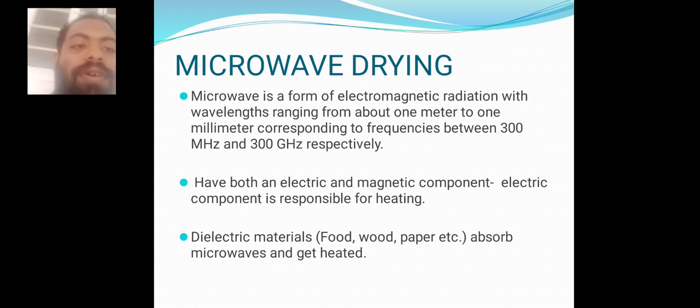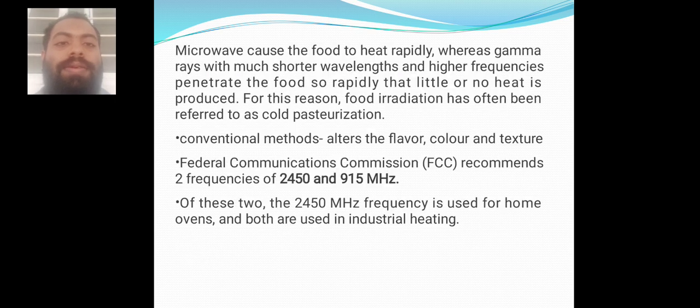Microwave is a form of electromagnetic radiation with wavelengths ranging from about 1 meter to 1 millimeter, corresponding to frequencies between 300 megahertz and 300 gigahertz respectively. They have both an electric and magnetic component. The electric component is responsible for heating. Dielectric materials such as food, wood, paper, etc. absorb microwaves and get heated.